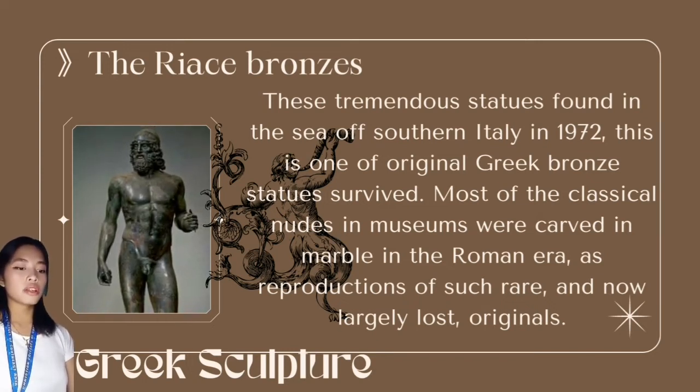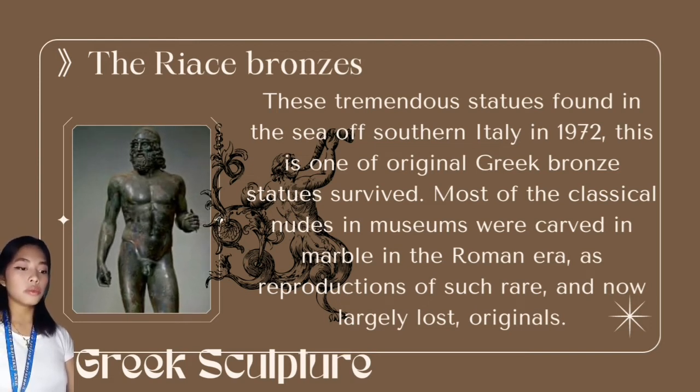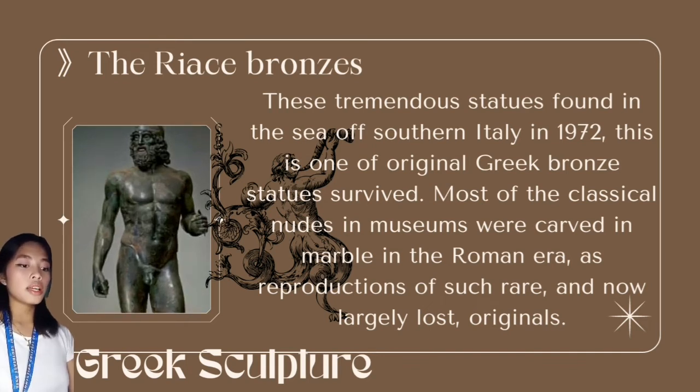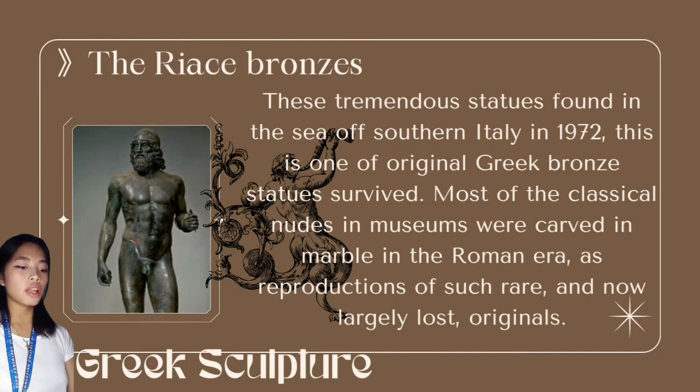These tremendous statues were found in the sea off Southern Italy in 1972. This is one of the few original Greek bronze statues that survived. Most of the classical nudes in museums were carved in marble in the Roman era, as reproductions of such rare and now largely lost originals.